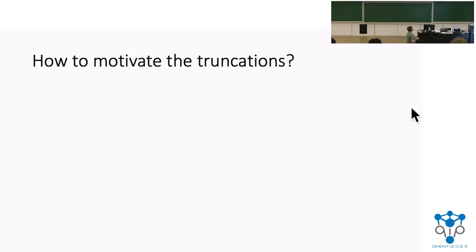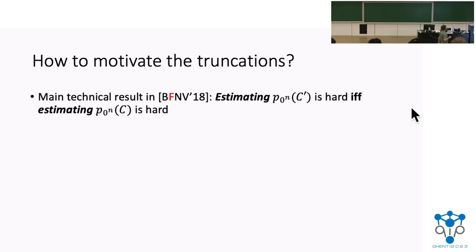I would say that like 2/3 of the technical work in this 2018 paper was to justify that this was okay. And so the way we did this is sort of the following. Remember in my first slide on this subject, the goal was not to show the hardness of exactly computing the output probability of a quantum circuit.